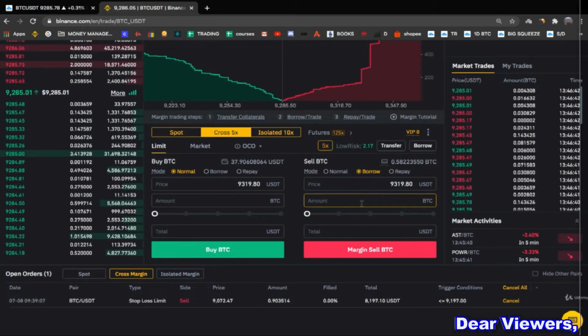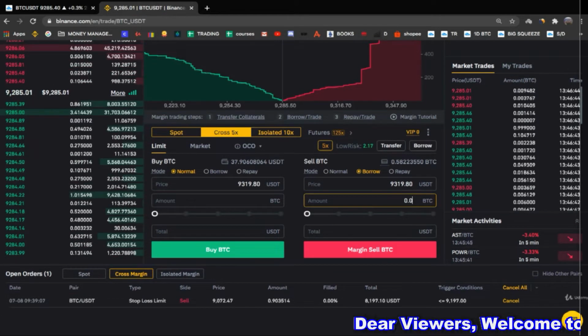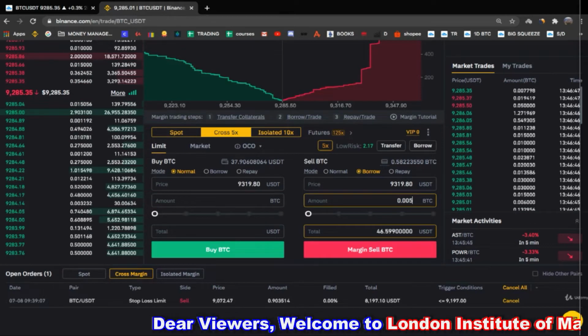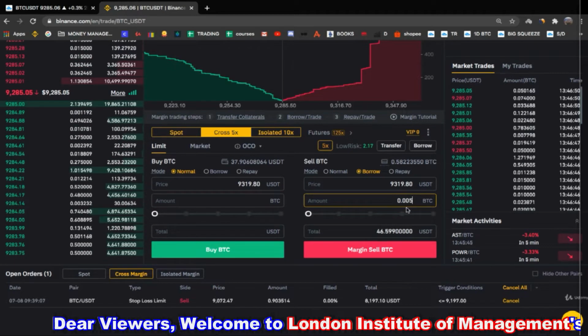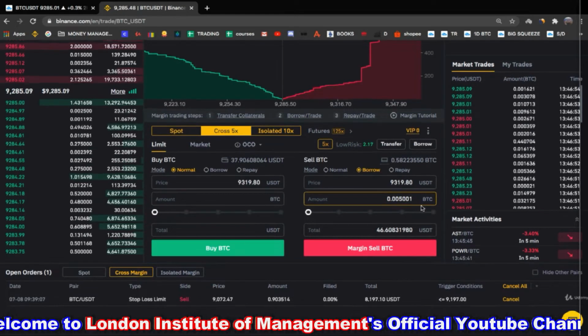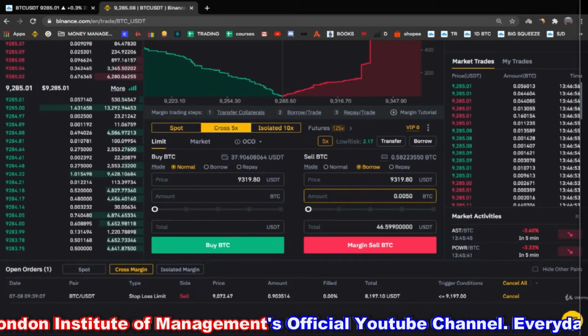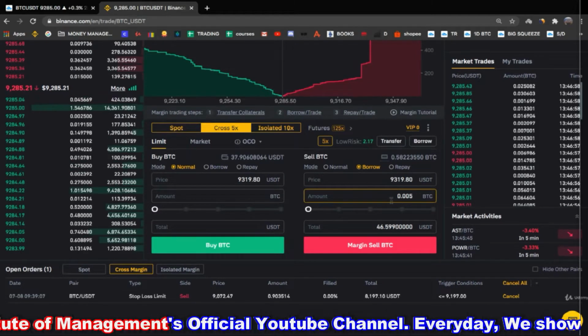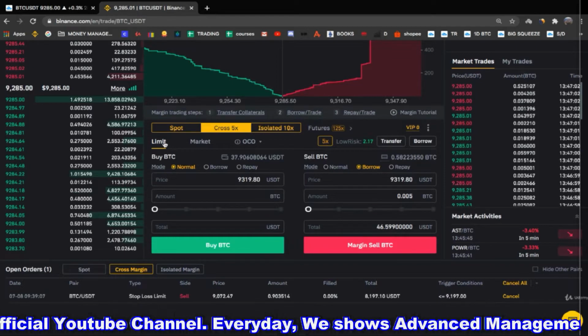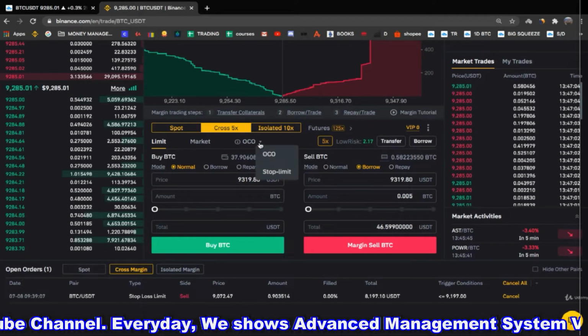So now let's say that we want to enter a position of 0.01 Bitcoin, actually we can even make it smaller, 0.005 Bitcoin, right? This is how we are going to open a short position. Now this short position can be limit, market, or this one.